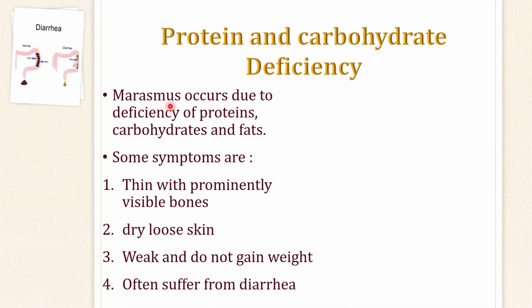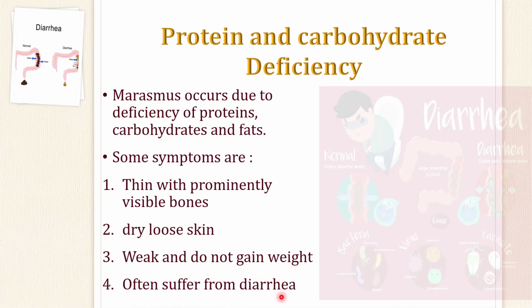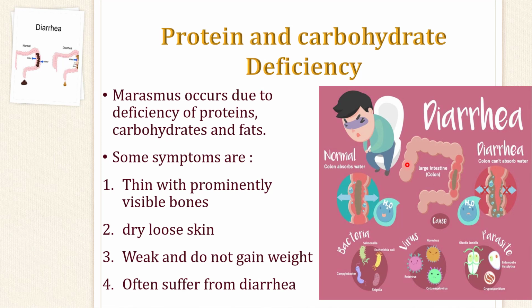And next is marasmus, which occurs due to deficiency of protein, carbohydrates and fats. Some symptoms are being thin with prominently visible bones, dry, loose skin, being weak and not gaining weight, and often suffering from diarrhea. Diarrhea is a disease in which our large intestine is affected and it affects our digestive process.